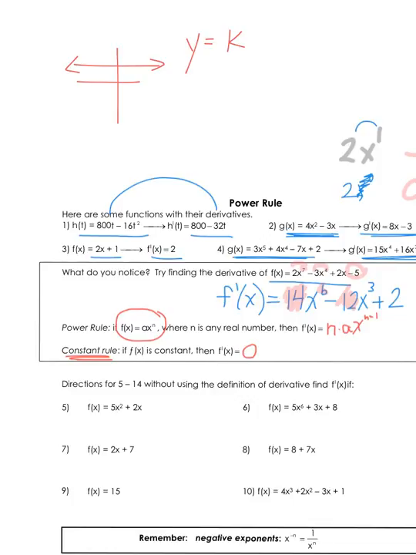Well, what is the slope at any point along that line? The slope right here is 0. The slope right here is 0. The slope right here is 0. The slope right here is 0. So it doesn't matter where I am on that line, the slope is always going to be 0. That's why the derivative of a constant is always going to be 0.